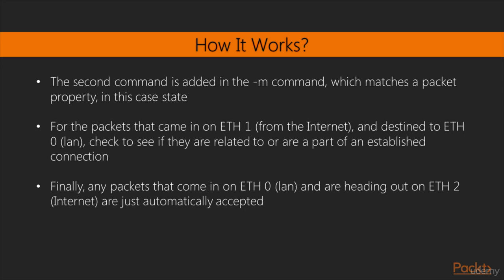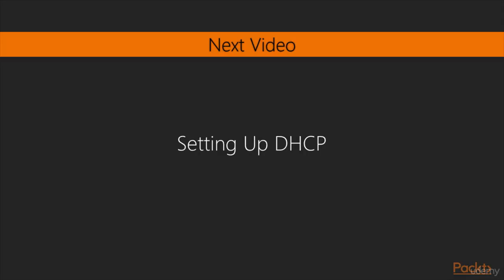Finally, any packets that come in on the ETH0 LAN and are heading out on ETH2 internet are just automatically accepted. Nice! In this video we learned enabling NAT to the outside. In our next video we will learn setting up DHCP.